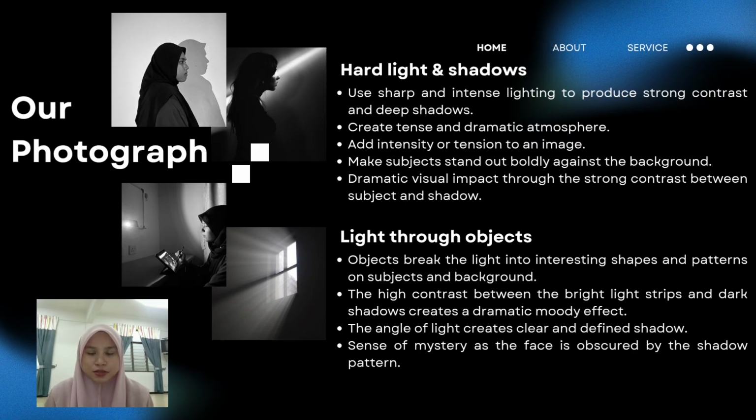Next was the light through object technique. This technique breaks the light into interesting shapes and patterns on the subject and background. We can use a few objects like window and blind, and this technique makes high contrast between the bright light strips and dark shadow, and it creates a dramatic moody effect as you can see from the picture. The angle of light we use creates a clear and defined shadow, and it has a sense of mystery as the face is obscured by the shadow pattern.